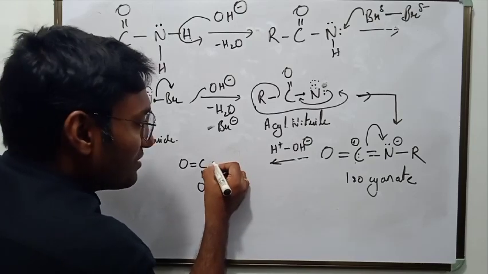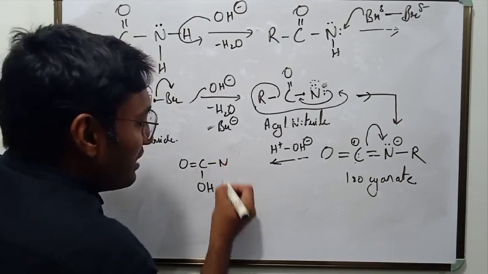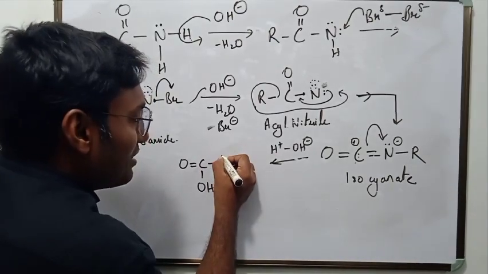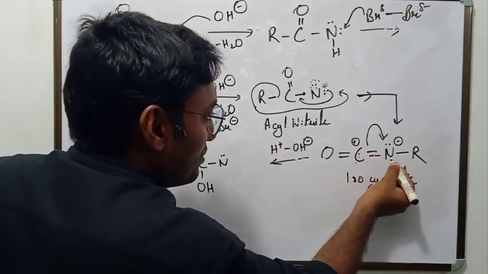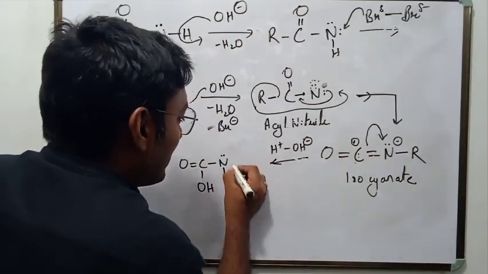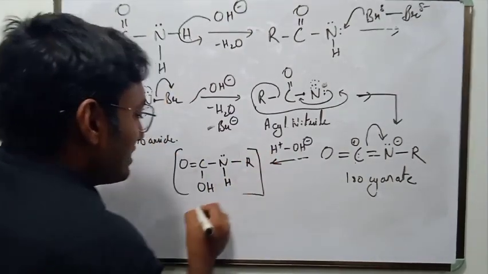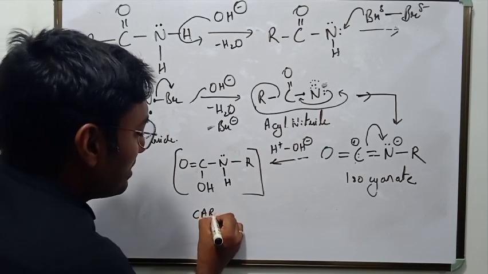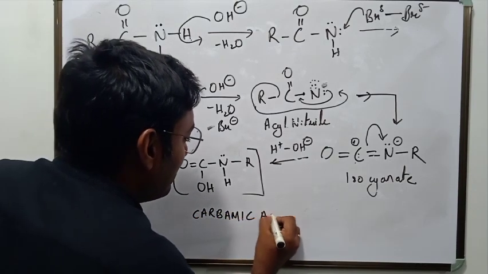And what will be the scenario there? N and the lone pair is still there. This pair has gone downstairs. There the H will get attached and this is the result. This is carbamic acid. Carbamic acid. This is also a very unstable acid.